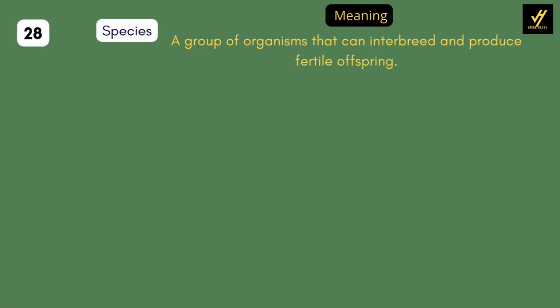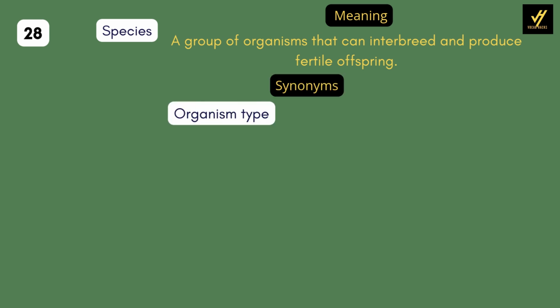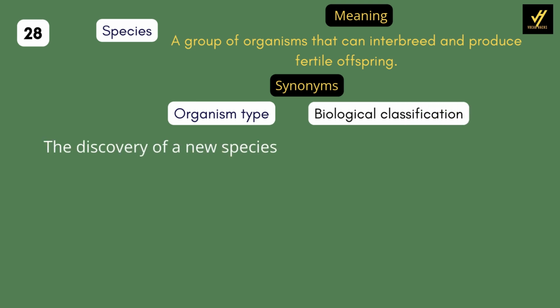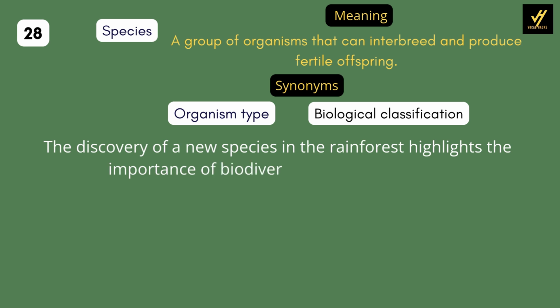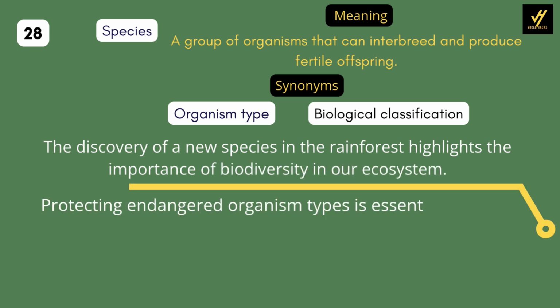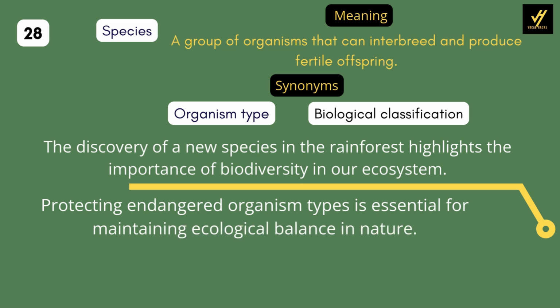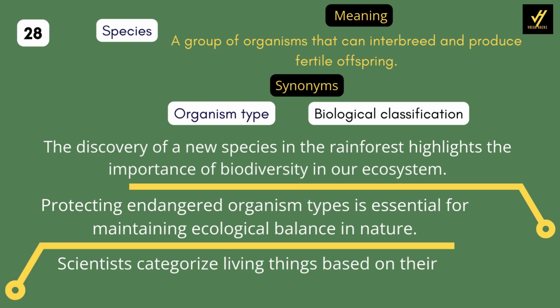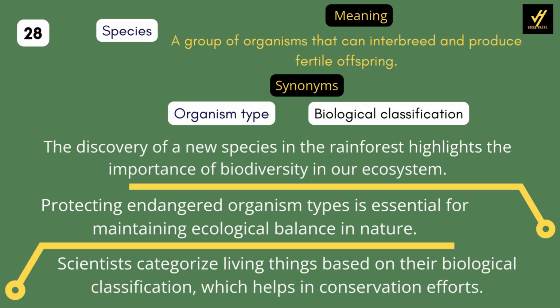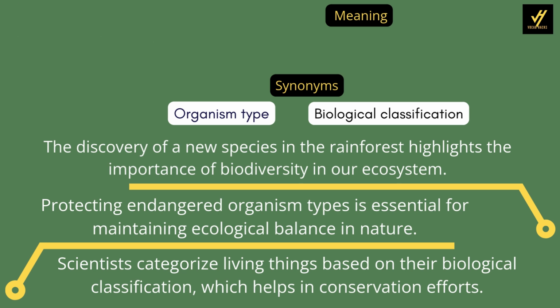Species, a group of organisms that can interbreed and produce fertile offspring. Organism type, biological classification, the discovery of a new species in the rainforest highlights the importance of biodiversity in our ecosystem. Protecting endangered organism types is essential for maintaining ecological balance in nature. Scientists categorize living things based on their biological classification, which helps in conservation efforts.